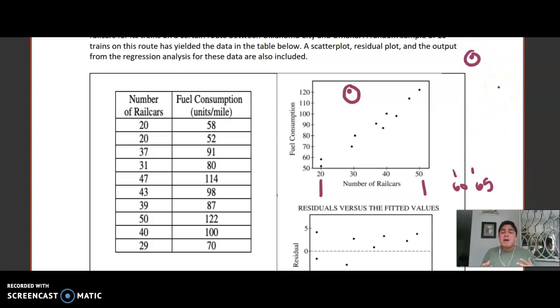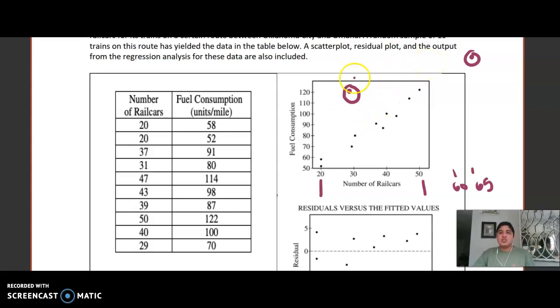So no, it would not be appropriate to use our model to predict fuel consumption for a train with 65 rail cars. Because, since this value falls outside of our typical range of number of rail cars used to construct this model, using such a prediction would result in extrapolation, right? I'm not quite sure if my data holds true for 65 because I only collected data on the number of rail cars between 20 and 50.